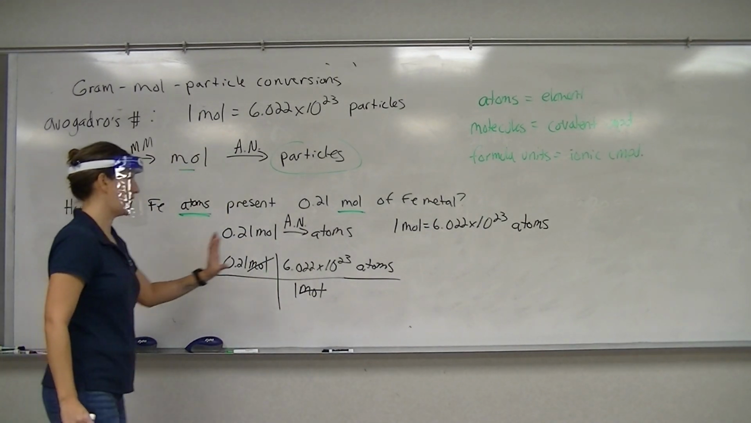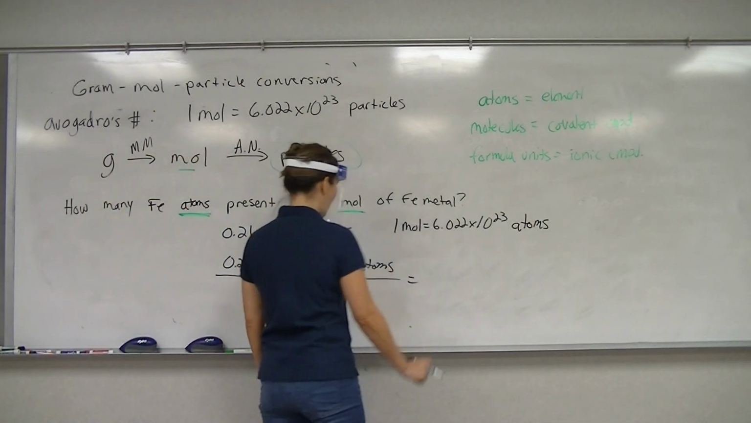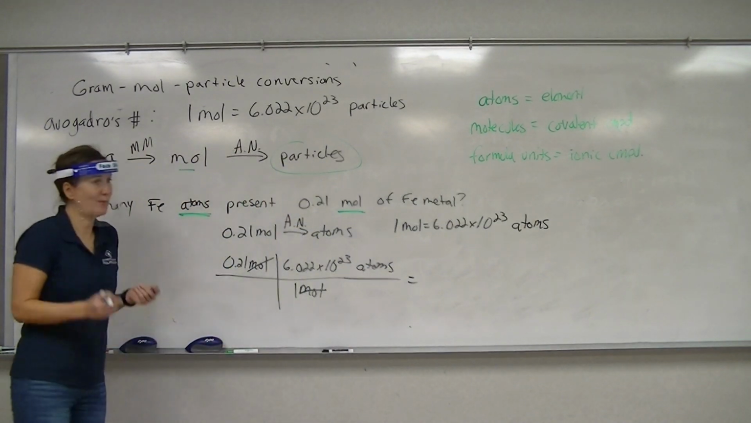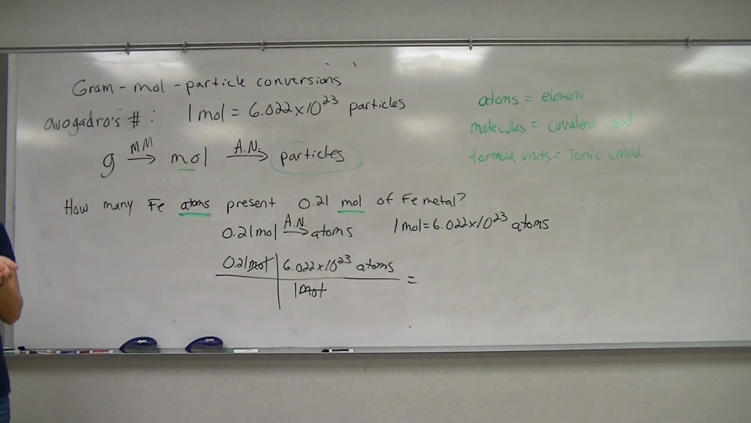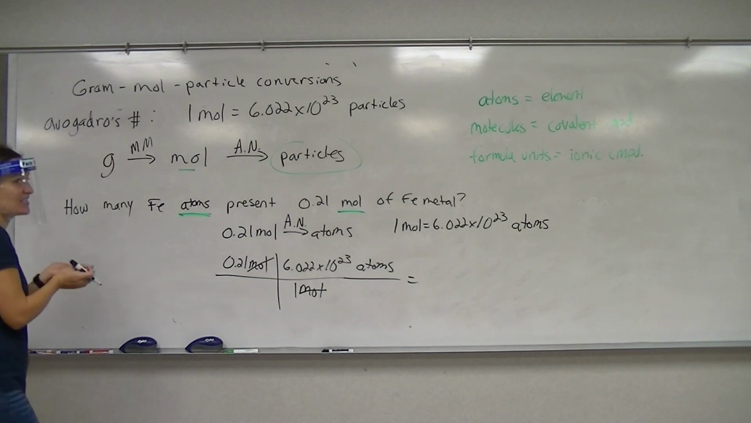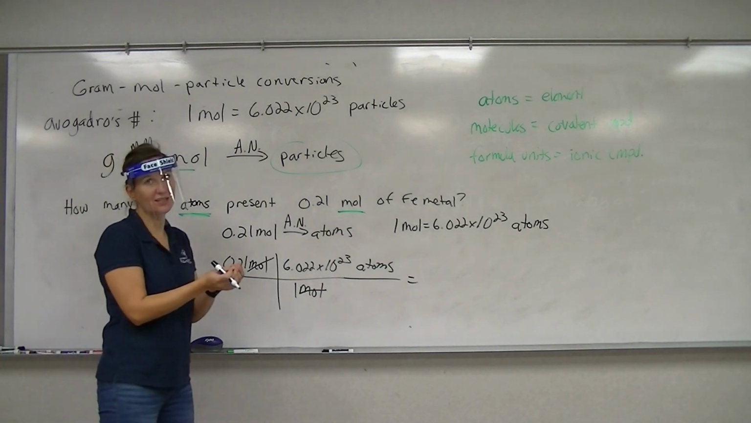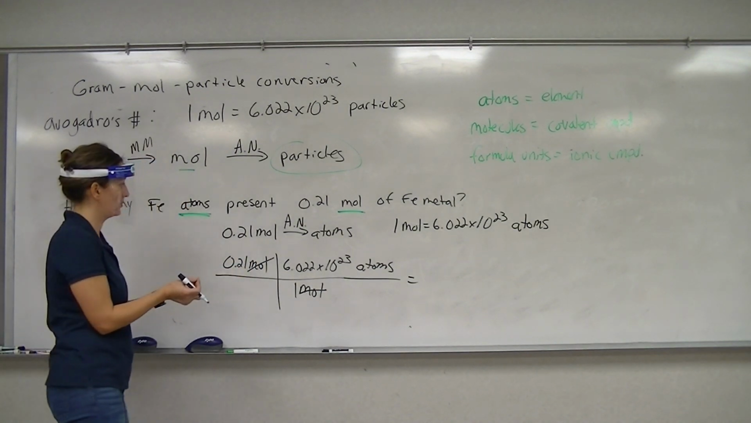So I'm going to multiply this out. It's going to be a very big number because what we're asking is how many atoms are present in this sample that we have. And atoms are very tiny. So we're going to have millions of atoms in that small sample.